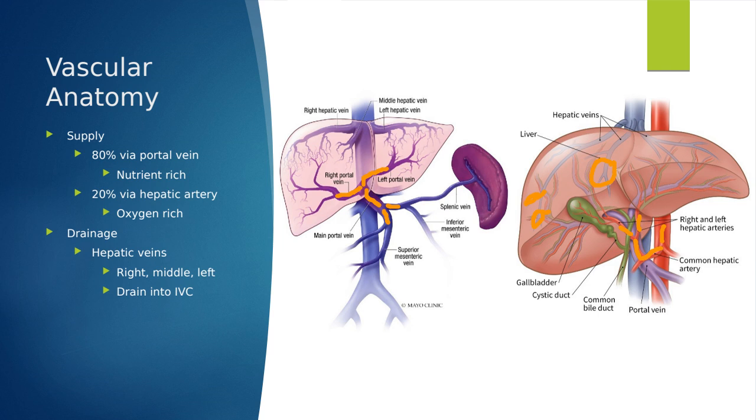Usually, we're going to see the middle and the left join together prior to emptying into the IVC, and then the right enters on its own. So sometimes we see a little bit of a joint connection between the middle and the left prior to them emptying into the IVC. But we'll talk about that again in a second. So all of those will drain into the IVC and back to the heart. So it's a very basic overview of the supply and the drainage. Supply is always going to be a little bit more complicated.